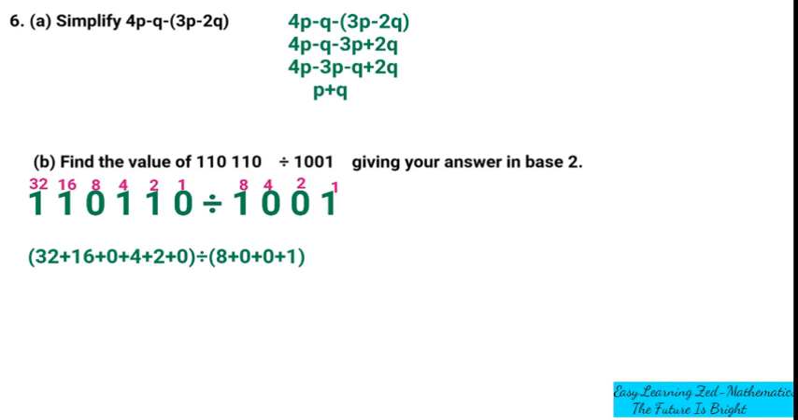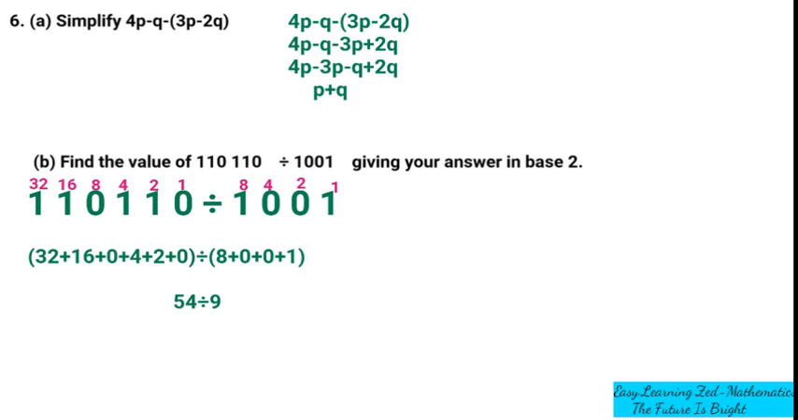So it's 54. Then divide by 8 plus 0 will give us 8. 8 plus 0 again will give us 8. 8 plus 1 will give us 9. So divide by 9. Now we have converted the numbers in question into base 10.